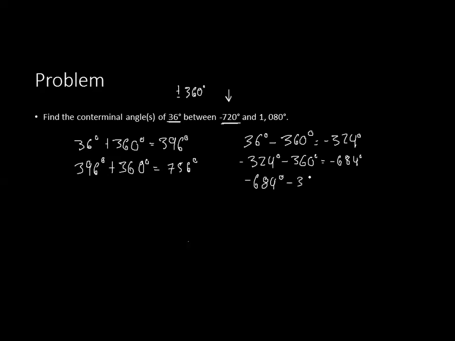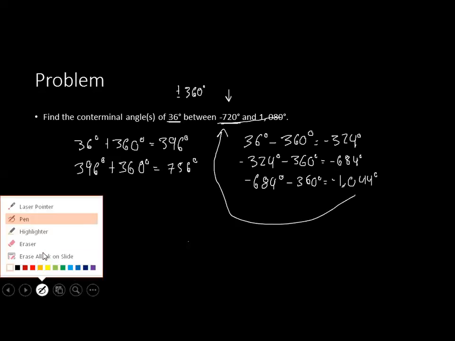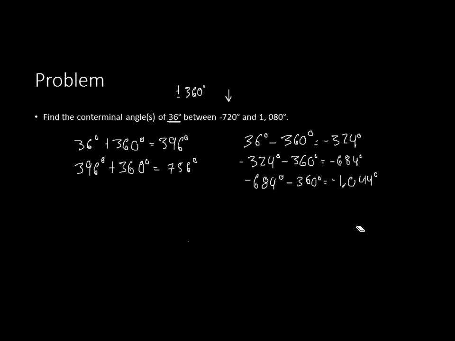Negative 684 degrees minus 360 degrees. So the answer would be negative 1,044 degrees. So is this part of this range? The answer is no, because it's already beyond that range.